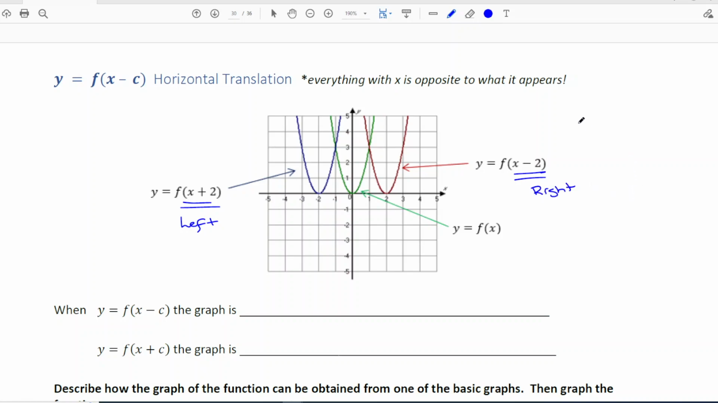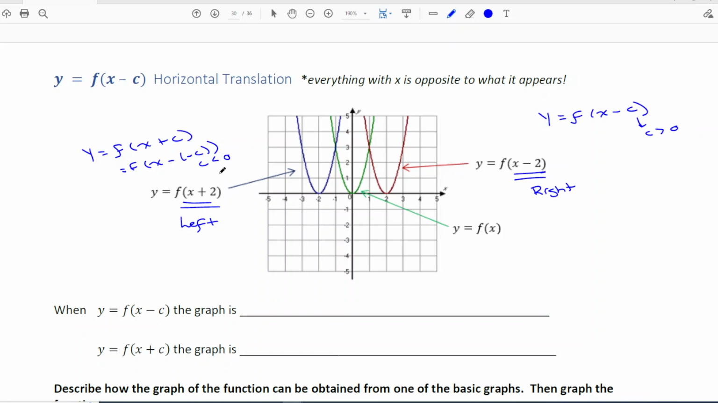Now I had a little hiccup there because technically when your equation is x minus c, this is a c value that's greater than 0. When it is y is equal to f at x plus c, it means that you had to have put in a negative c value to make it appear positive. So when c is less than 0, you go left, and when c is greater than 0, you go right, which makes sense, but it's not the way it looks.